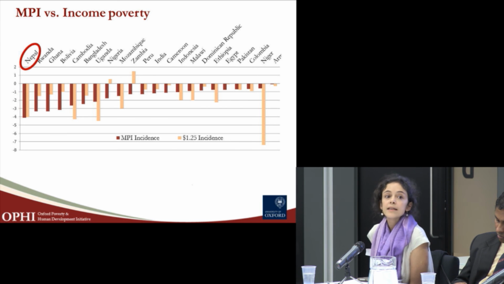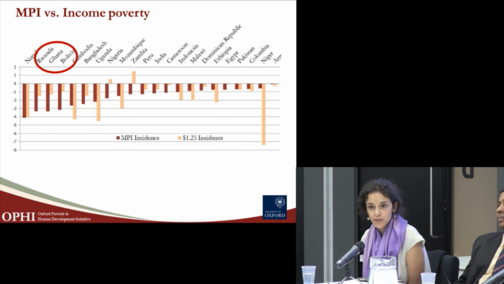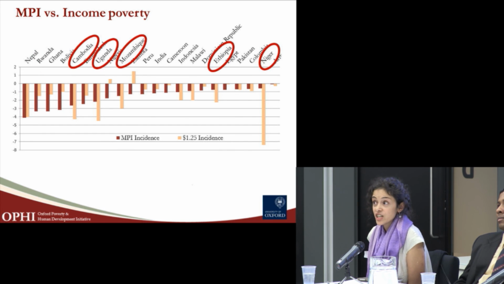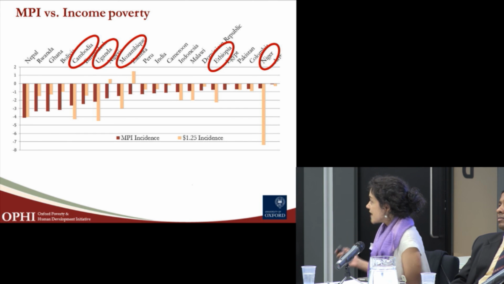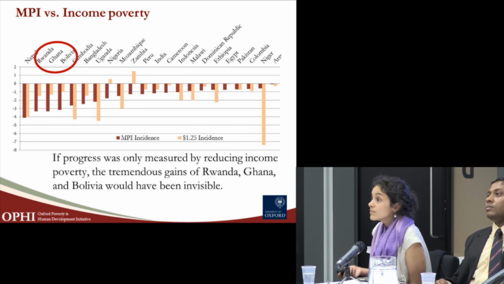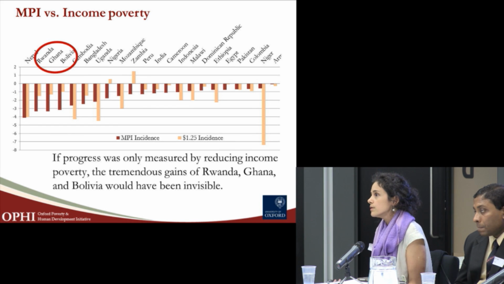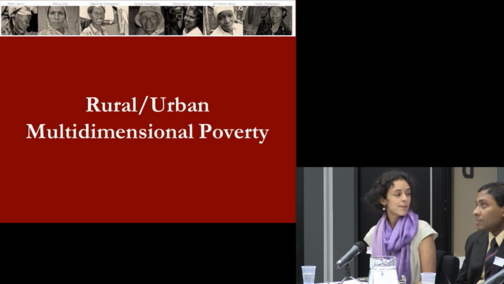In the case of Nepal, it did well in both. It reduced strongly both MPI poverty and income poverty. Rwanda, Ghana, and Bolivia have reduced MPI poverty 2 to 3 times faster. On the other hand, Niger, Ethiopia, Mozambique, Uganda, and Cambodia have made the fastest improvements in income poverty. So if we assess the progress only by income poverty, those would be the stars. And so the tremendous gains of Rwanda, Ghana, and Bolivia would have been invisible, not absent, they would be there. So now I pass the word to Shimon.